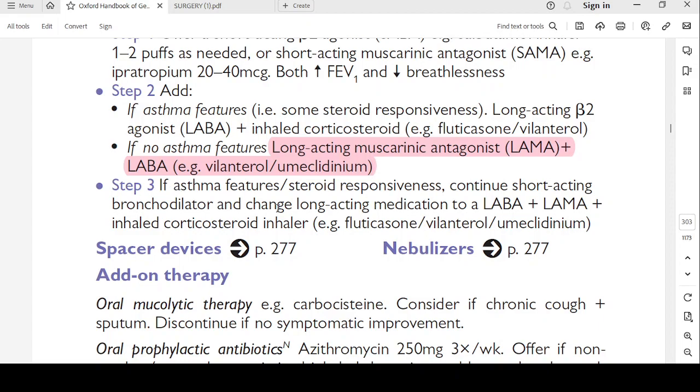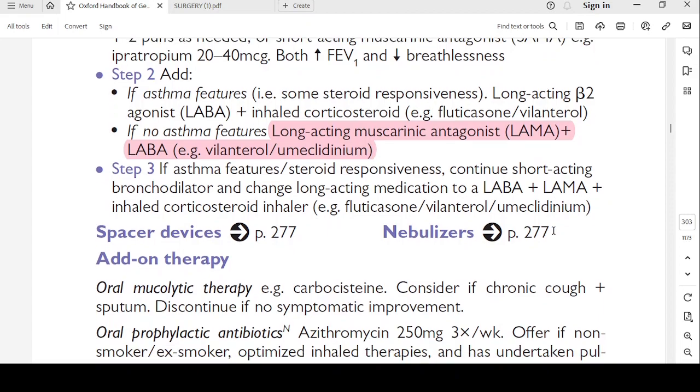Step 3: if asthma features or steroid responsiveness, continue the short-acting bronchodilator and change the long-acting medication to a LABA or LAMA plus inhaled corticosteroid: fluticasone, vilanterol and umeclidinium. So triple therapy if there is response to steroid.